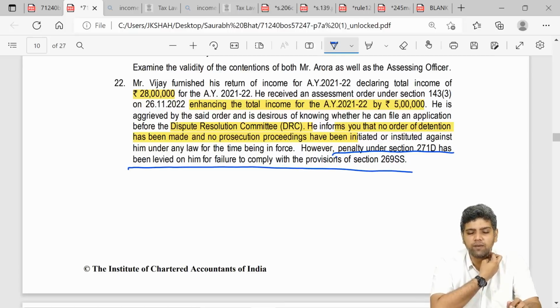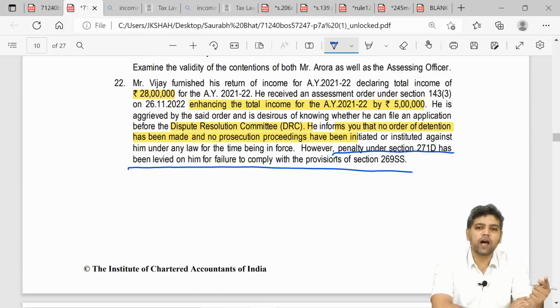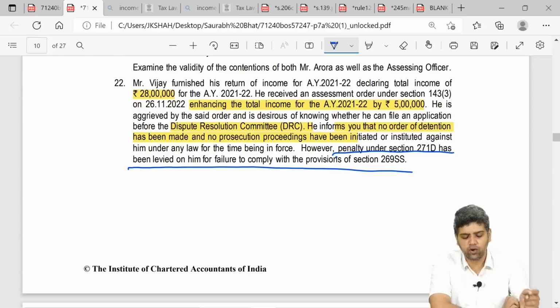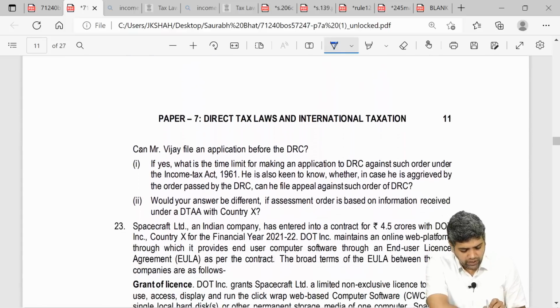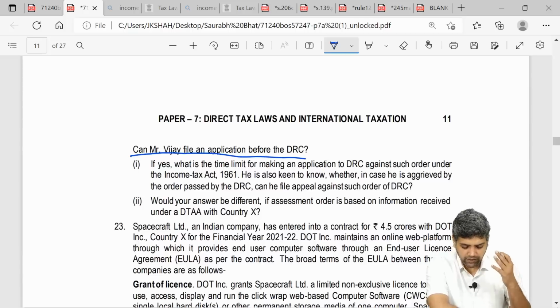269SS says if you have accepted a loan aggregating to 20,000 or more otherwise than through banking channels, then an equivalent amount can be imposed as penalty under 271D by the Joint Commissioner of Income Tax. But that's not relevant because the only ground wherein you can't approach the dispute resolution committee is if prosecution is launched. Here prosecution is not launched. They have in fact said no prosecution proceedings are initiated. The mere fact that there is a penalty imposed upon you does not make any difference. So can he approach the dispute resolution committee? Yes, he can approach. So they are asking, can Mr. Vijay file the application? Yes, very well, he can do that.